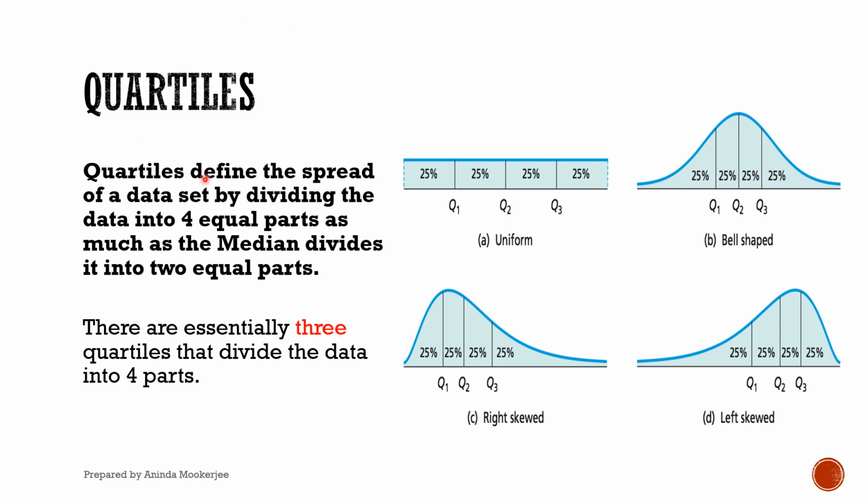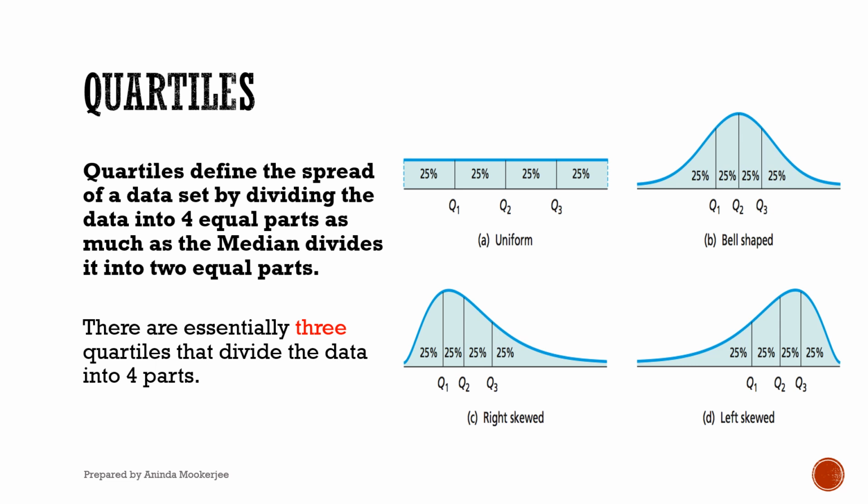Now, the first measure that we are going to learn about is called quartiles. The quartiles define the spread of a data set by dividing the data into 4 equal parts, as much as the median divides it into 2 equal parts. So the word quartile suggests quarters, correct? And quarters means 4. So we have the data divided into 4 parts here.